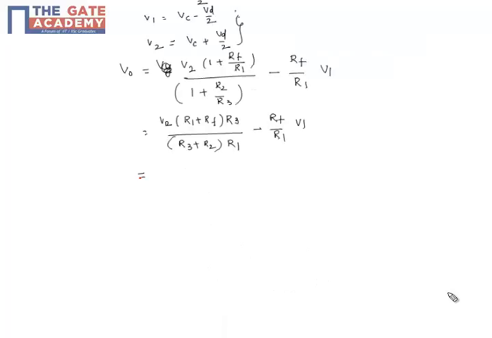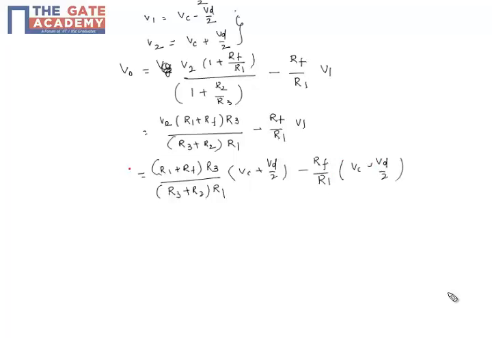Now I will substitute V2 and V1 values. So (R1 plus Rf) into R3 by (R3 plus R2) into R1, with V2 as Vc plus Vd by 2, minus Rf by R1 into (Vc minus Vd by 2). So this is the output voltage.